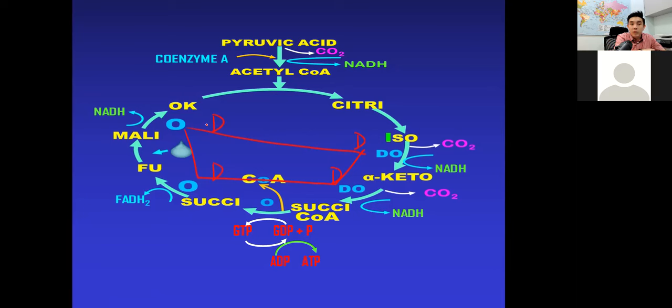Okay. And you just use the word before it. If this is the process, isocitrate dehydrogenase. Guys, here alpha ketoglutarate dehydrogenase. Succinate dehydrogenase. Malate dehydrogenase. Okay, so these four done.